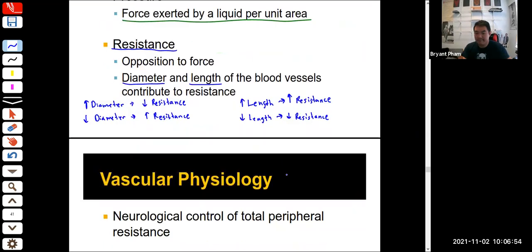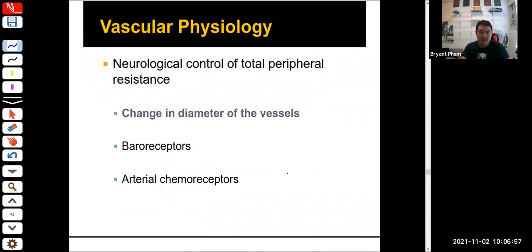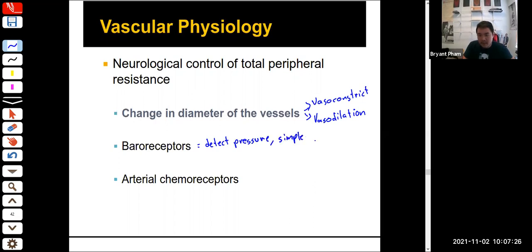Okay. Right. So let's see. We can see your brain cause vasoconstriction or vasodilation. Okay, makes sense. Your baroreceptors, these detect pressure. These are involved in a simple reflex arc. So your baroreceptors are pressure receptors inside of your blood vessels.